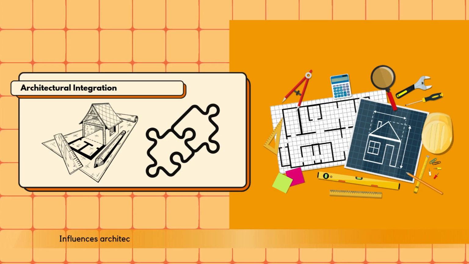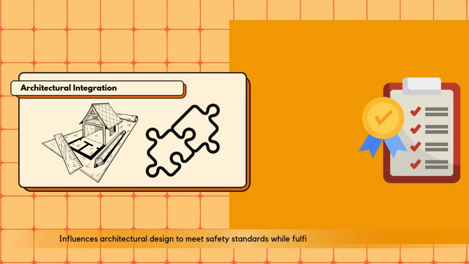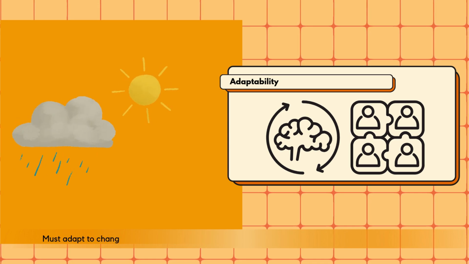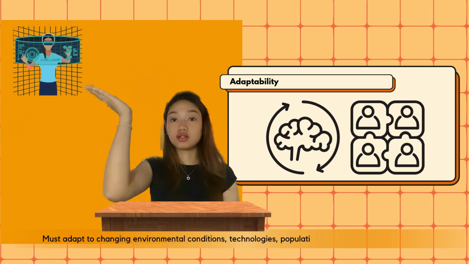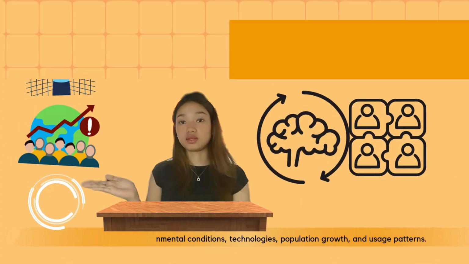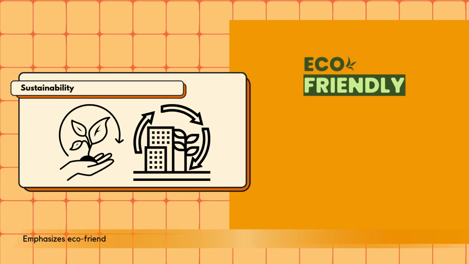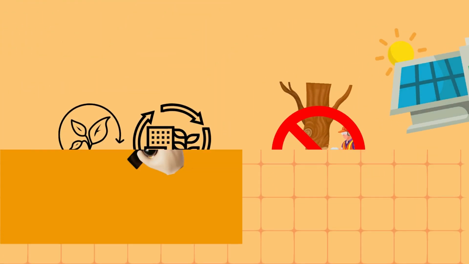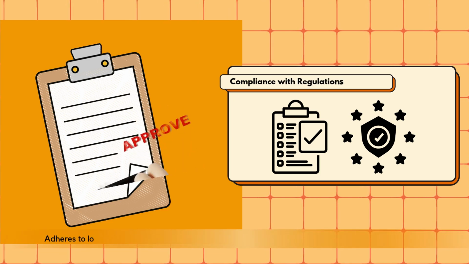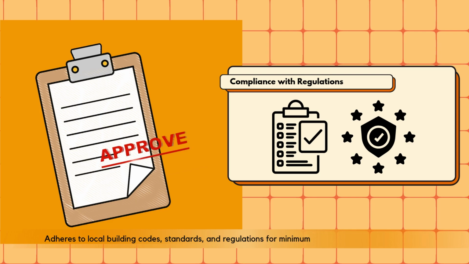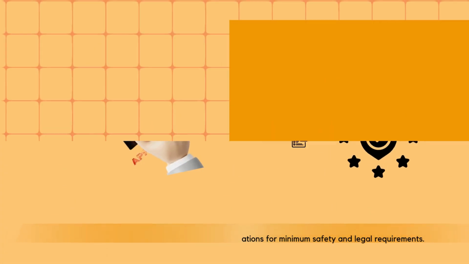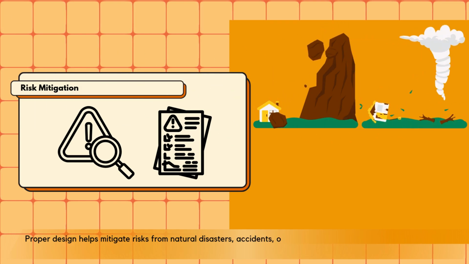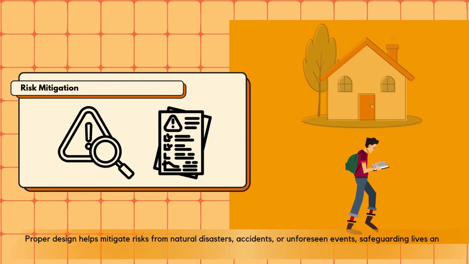Architectural integration. It influences architectural design to meet safety standards while fulfilling aesthetic requirements. Adaptability. It must adapt to changing environmental conditions, technologies, population growth, and usage patterns. Sustainability. It emphasizes eco-friendly materials, energy-efficient designs, and environmentally conscious construction practices. Compliance with regulations. It adheres to local building codes, standards, and regulations for minimum safety and legal requirements. Risk mitigation. Proper design helps mitigate risks from natural disasters, accidents, or unforeseen events, safeguarding lives and property.